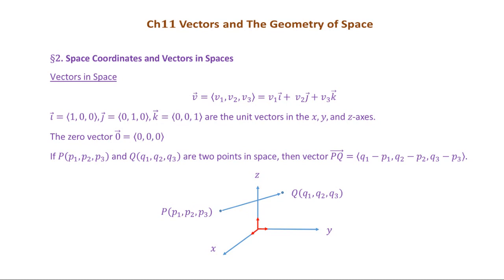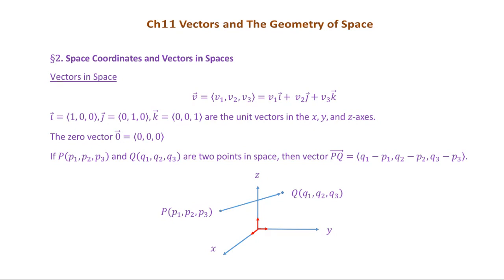Okay, so as shown in the graph below, the red vectors are the unit vectors in the 3 axes. So then you can write vector v as v1 i plus v2 j plus v3 k. And then the 0 vector in here will be all zeros for the components. So it will be 0, 0, 0.